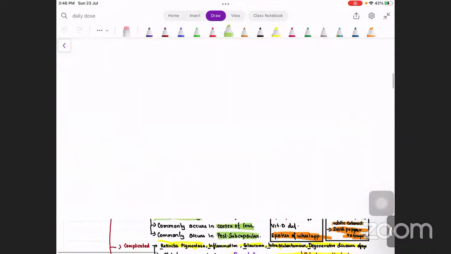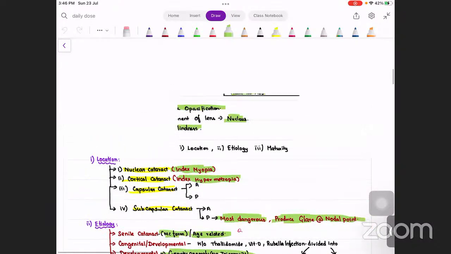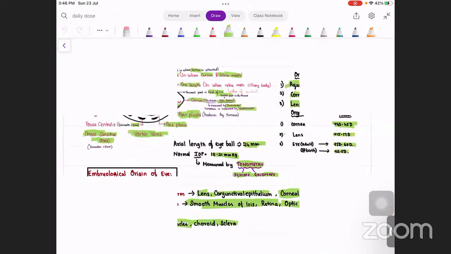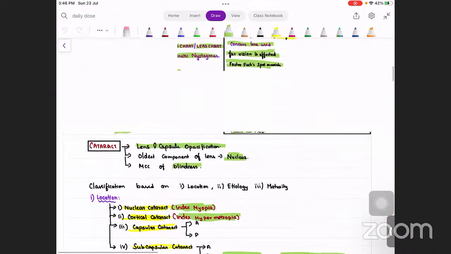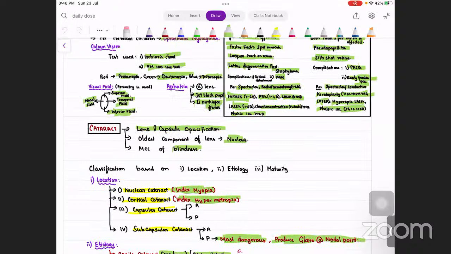So we revise the basics and your cataract. Speaking about the cataract, can we divide the cataract based on 3 areas? One is location, etiology, and maturity. What are the types of cataract we have for location? Keep your hands on the keyboard, people, and start typing. What are the types of cataract under the classification based on location? 4 types, what are they?